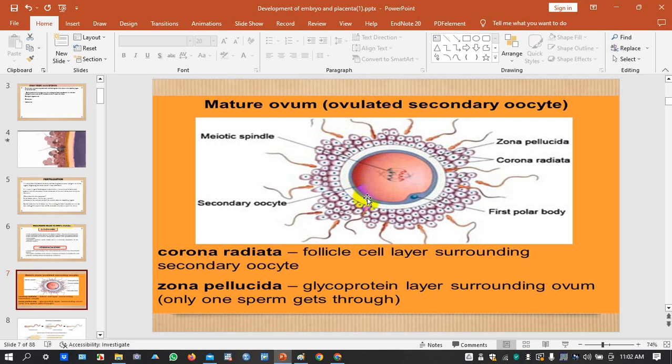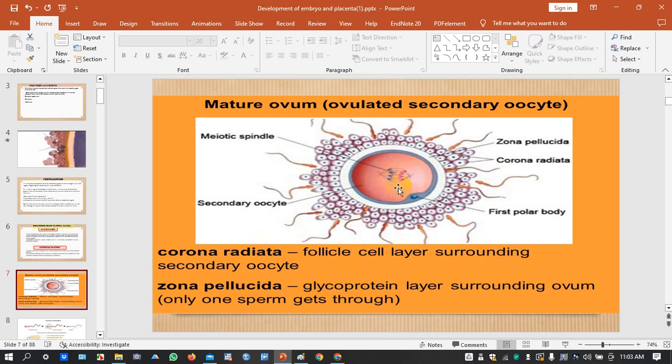That is nature. Because if another sperm enters and fertilizes again, and another sperm, this will end up in Siamese twins and a whole lot of congenital anomalies. So only one sperm should fertilize an egg. No greediness. So these are the corona radiata, follicle. Corona radiata are follicular cell layers surrounding the secondary oocyte. We call this one the secondary oocyte.